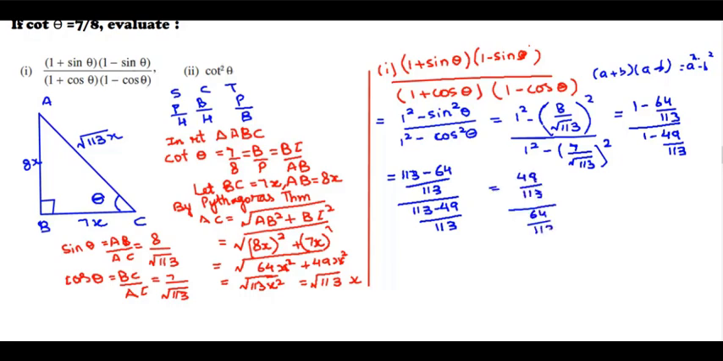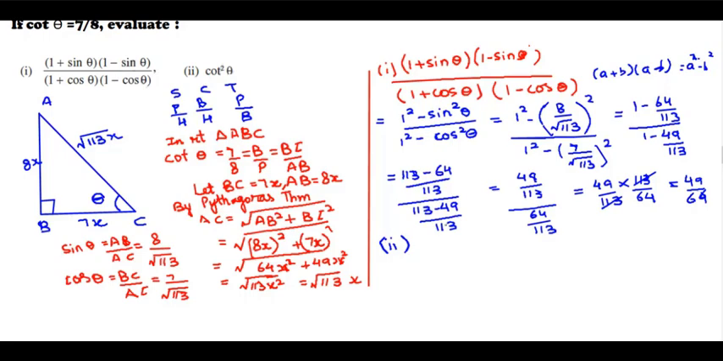After taking LCM, the values will become (113 minus 64) upon 113, and again after taking LCM, (113 minus 49) upon 113. That is equal to 49 upon 113 divided by 64 upon 113, that is equal to 49 upon 113 multiplied by 113 upon 64. 113 and 113 get cancelled out. So what remains is 49 upon 64. So this is our answer for part 1.